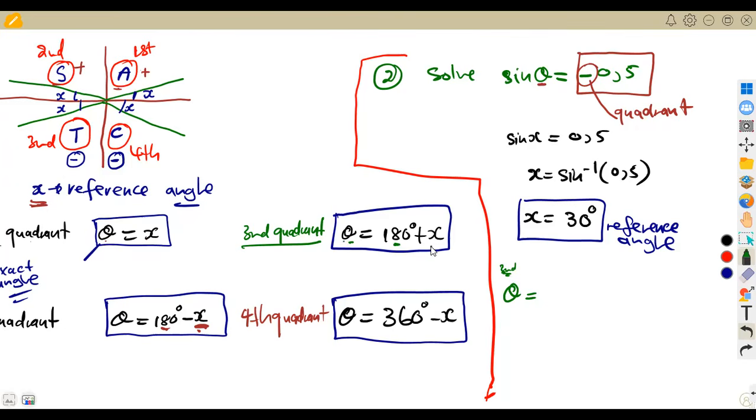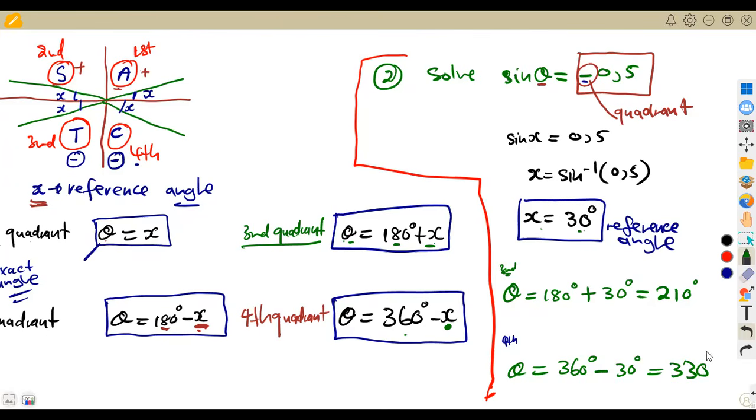Theta is equal to 180 plus x. So it is going to be 180 degrees plus x, our reference angle, which is 30 degrees. So if we add this, we are going to obtain 210 in this case. All right, we move on to the fourth quadrant, where sine is also negative. In the fourth quadrant, we said our theta is going to be given as 360 minus x, the reference angle. So it is going to be 360 degrees minus our reference angle, which is 30 degrees. So we are going to obtain 330 degrees.